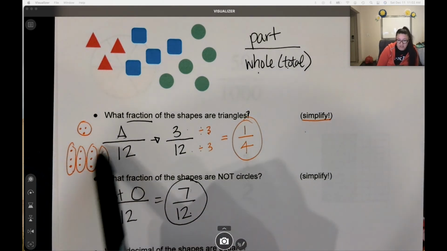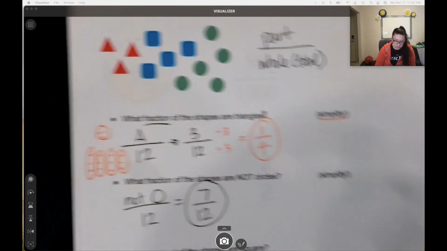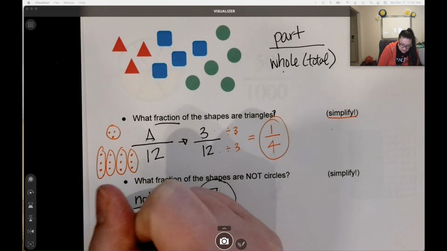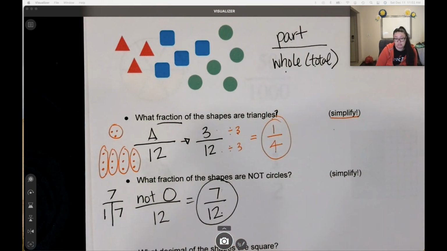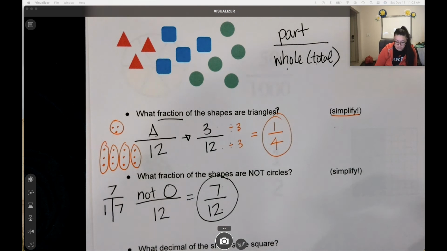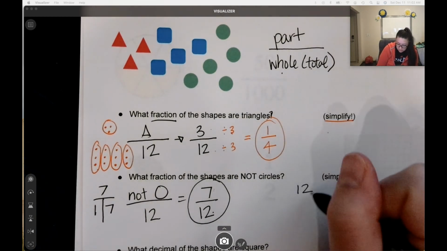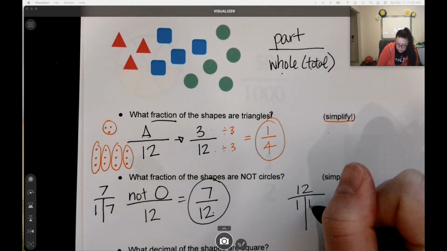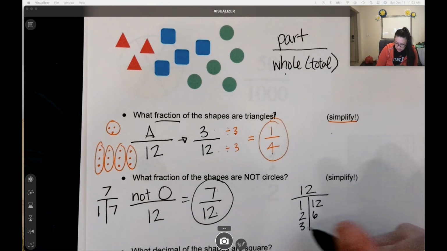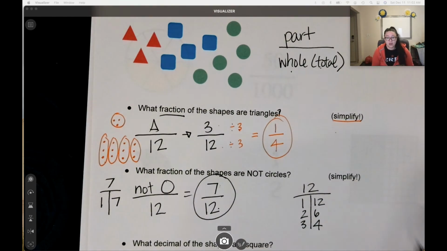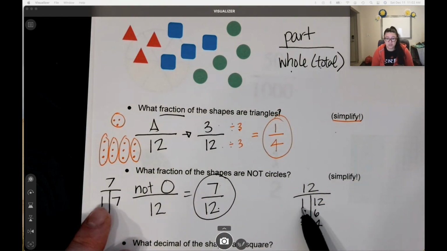Another way, if you don't like the dots, to see what numbers go into both, I can make a T-chart. For 7, 1 times 7 gives me 7, and that's it. If I look at the number 12, 1 times 12 gives me 12, 2 times 6, 3 times 4. The only factor they have in common is 1. So that means I can't simplify it anymore.